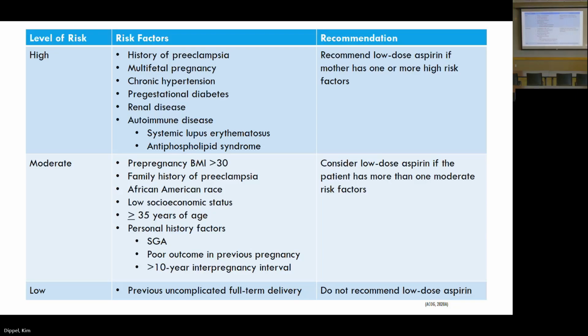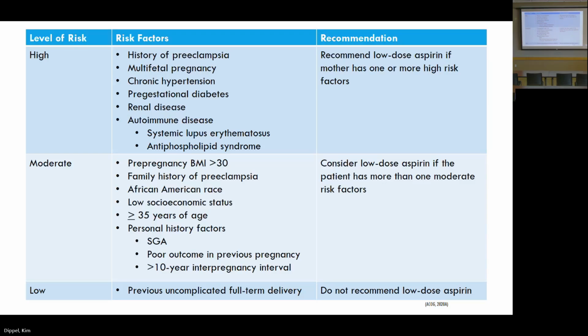So we talk about level of risk, whether it's high, moderate, or low. So these are the high risk: history of preeclampsia, multiples have an even greater risk of preeclampsia, chronic hypertension, renal disease, autoimmune disease. Those are all high risk factors in preeclampsia. So the recommendation, and the next slide goes into actually the dosage of it, is low dose aspirin.